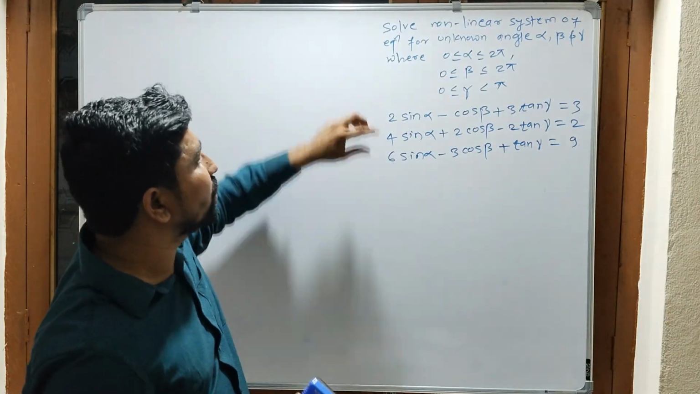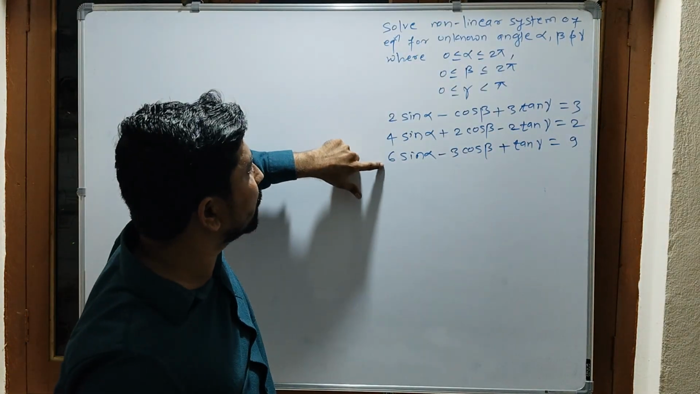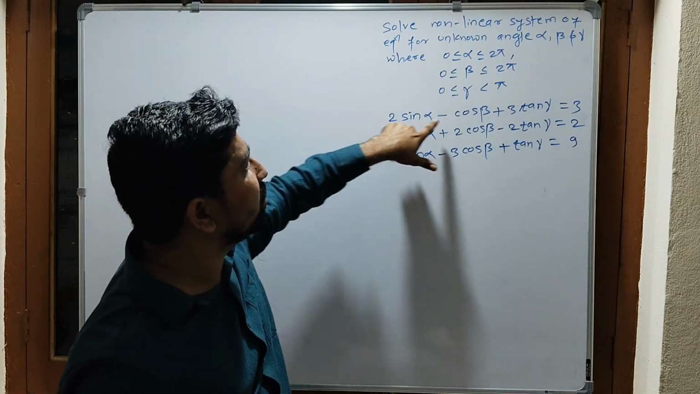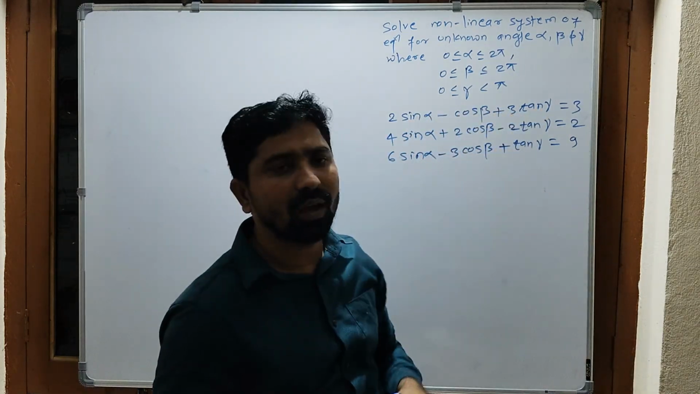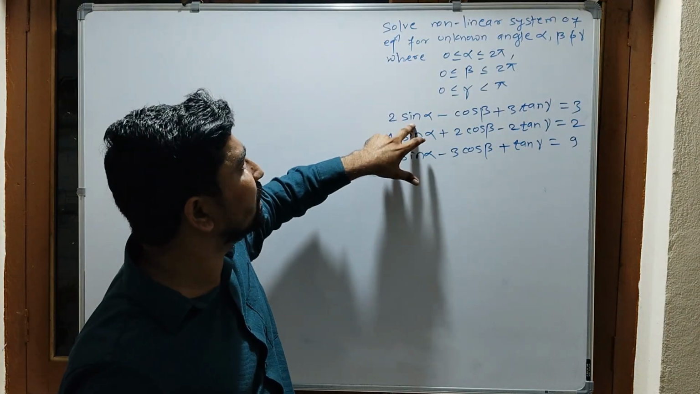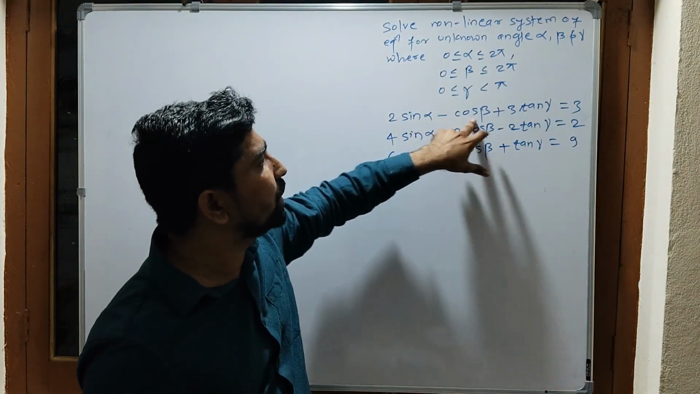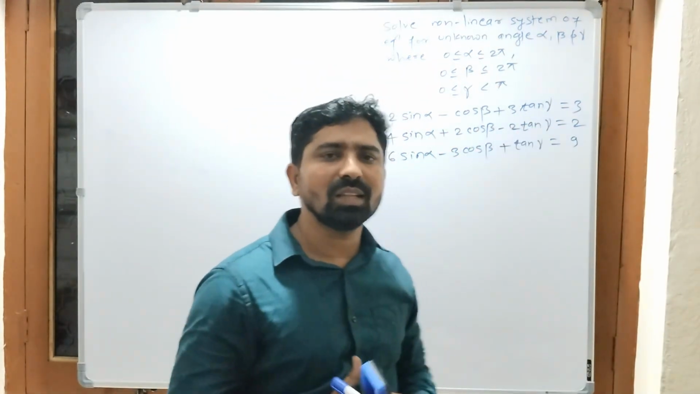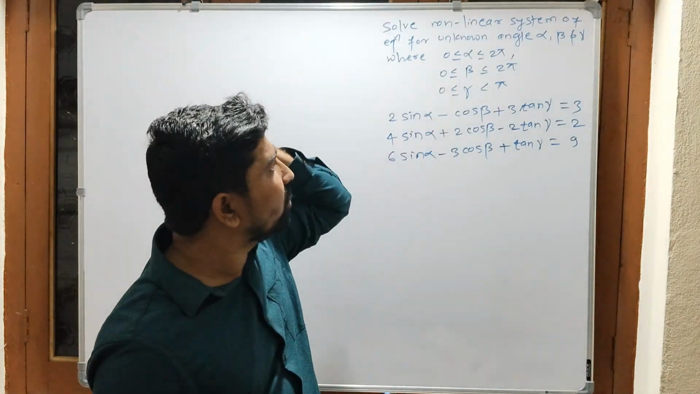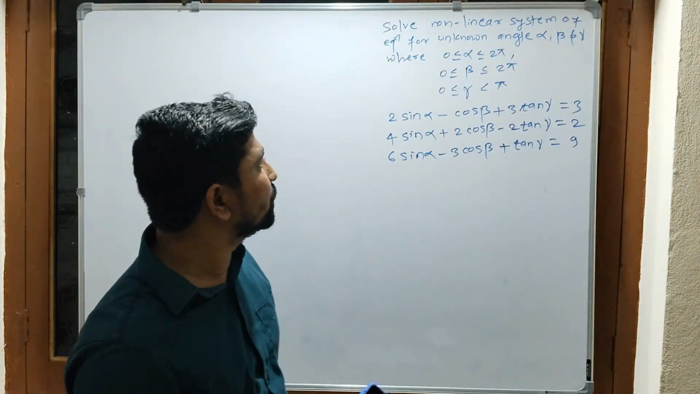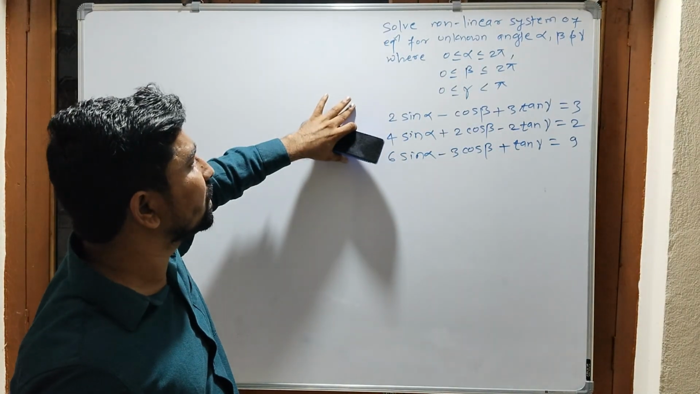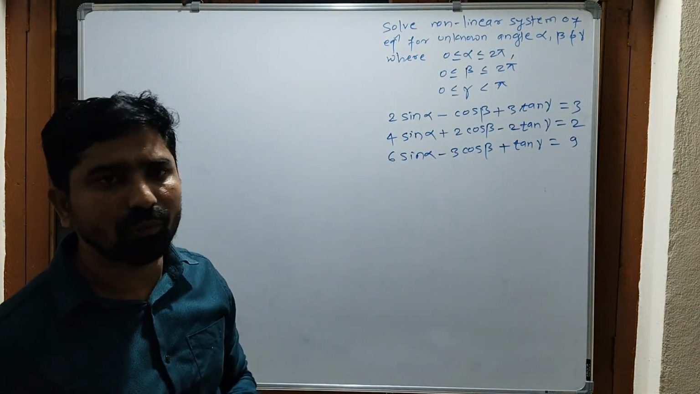Here this is my system of equations, equation 1, equation 2 and equation 3. There are 3 equations and 3 unknowns: sin alpha, cos beta and tan gamma are my unknowns, just in place of x, y, z. So these are the unknown variables. I have to find the values of alpha, beta and gamma in terms of sin, cos and tan. This is simply a non-homogeneous system of equations.